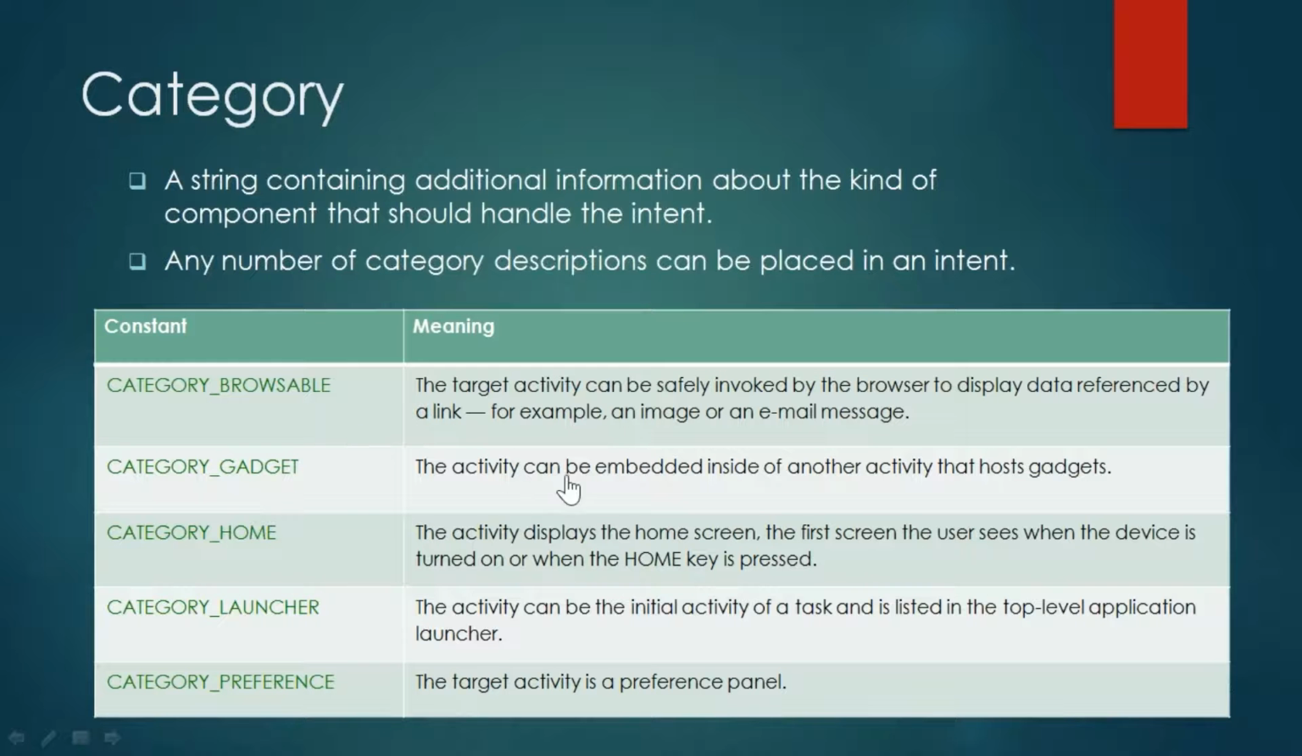And category gadget, this activity can be embedded inside the activity of that particular host gadget. Category home, so that activity displays the home screen of your mobile, the first screen the user sees when the device is turned on, or maybe when you click on the home key. The category launcher, so it can be the initial activity of the task and listed in the top level of the application launcher.